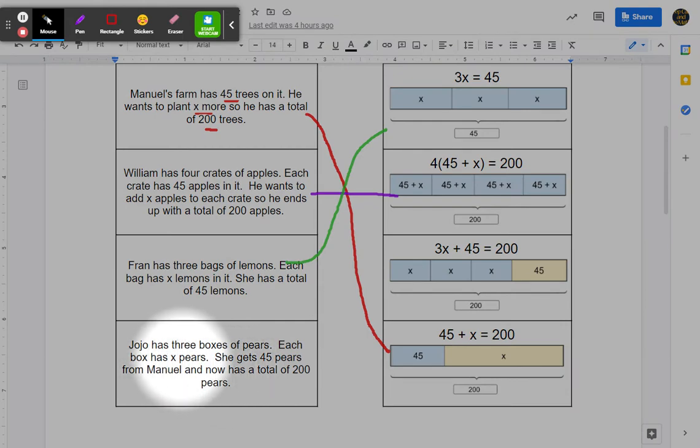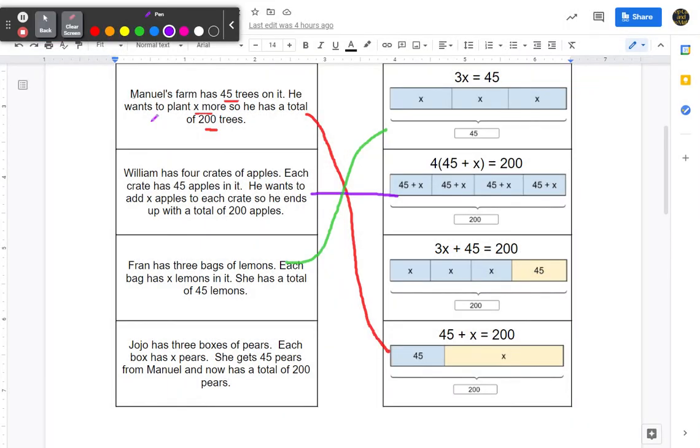Lastly, JoJo has 3 boxes of pears. Each box has X pears. She gets 45 pears from Manuel, and now she has 200 pears. So which shows 3 boxes of pears that have X pears? This is right there: 3 boxes of pears, each has X in it. She gets 45 more from Manuel, so it must be this one. And that's the answer.